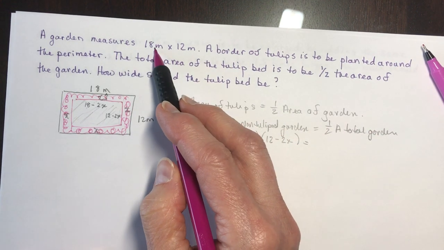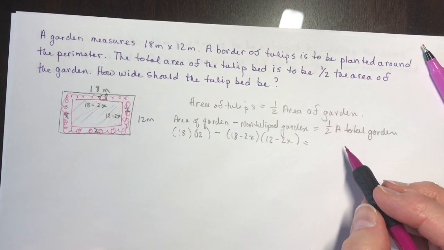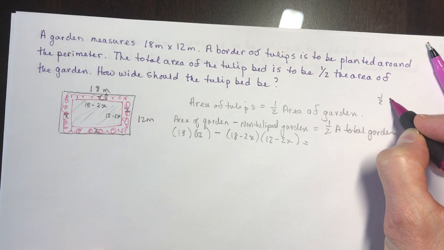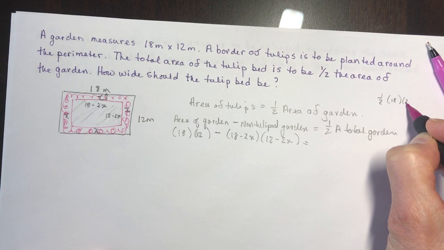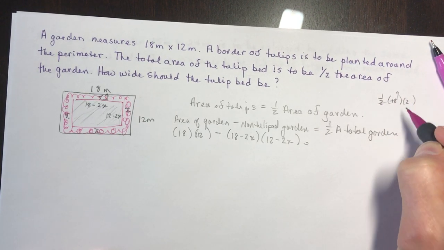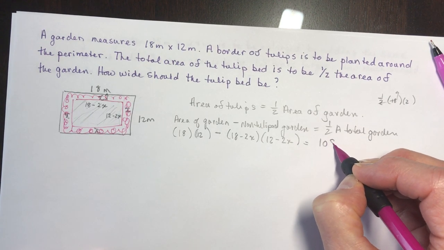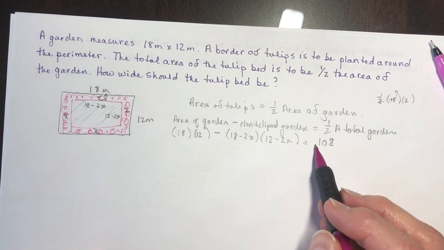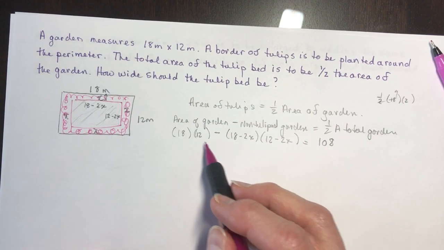So half of 18 by 12 is going to be, we could do it over here, something like this. Half of 18 times 12, that goes in 9. 9 times 12 is 108. So that's 108 square meters. Okay, so now all I have to do is expand and simplify this.